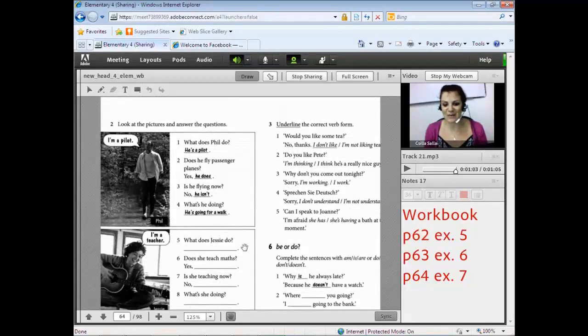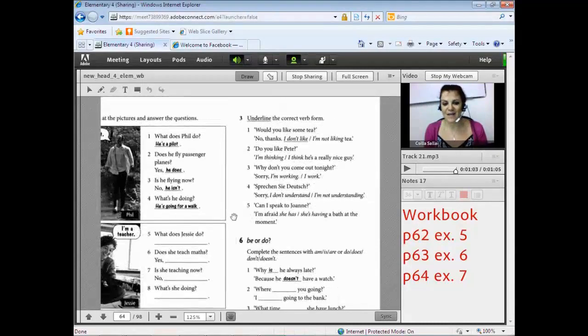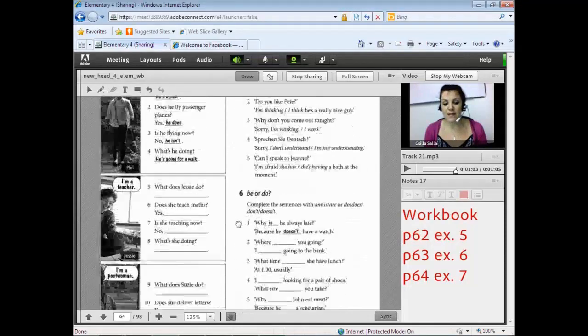That's right. In the third part of this exercise, you are going to underline the correct verb form. Actually, it's the third part of exercise number 5. So please underline the correct verb form. And then exercise number 6.